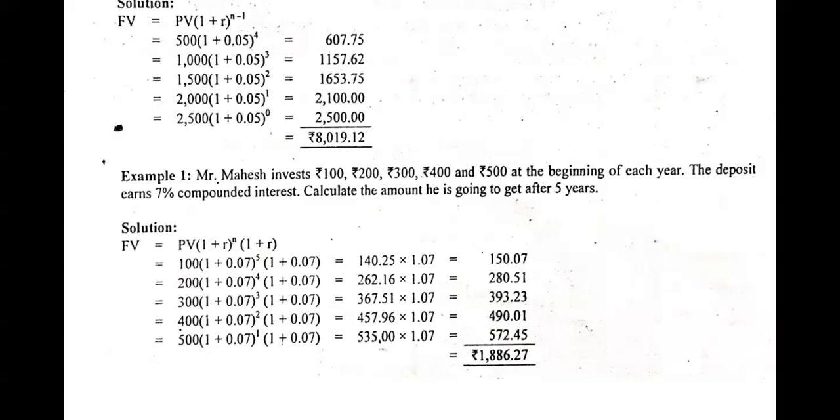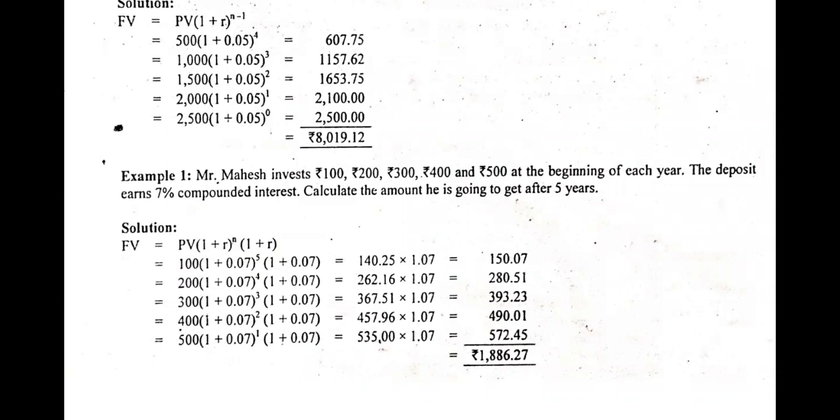What he is going to get after 5 years, that we need to calculate here. Same formula, future value equals present value into bracket 1 plus r raised to n. But the difference is, we need to add an additional thing, 1 plus r. So 100 into bracket 1 plus 0.07, that is 7% interest.